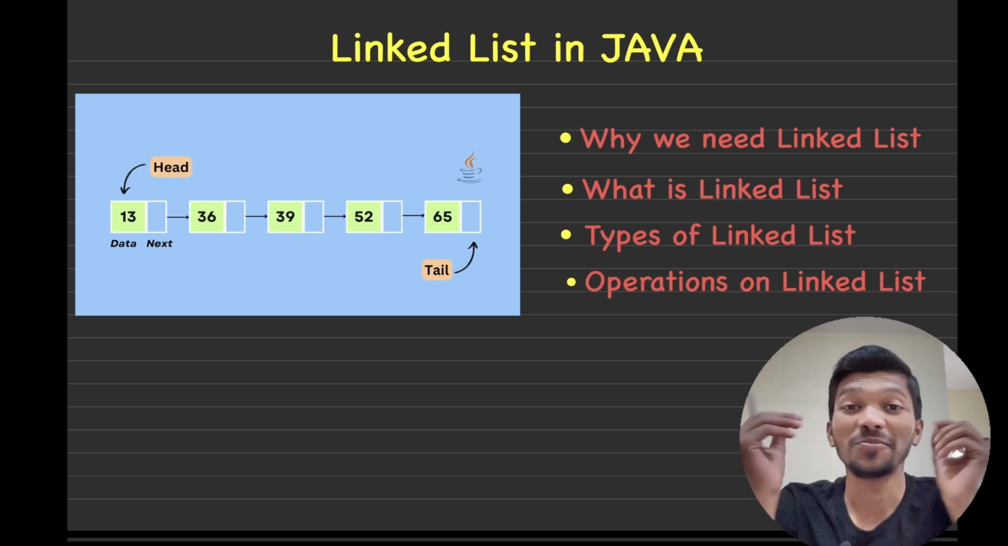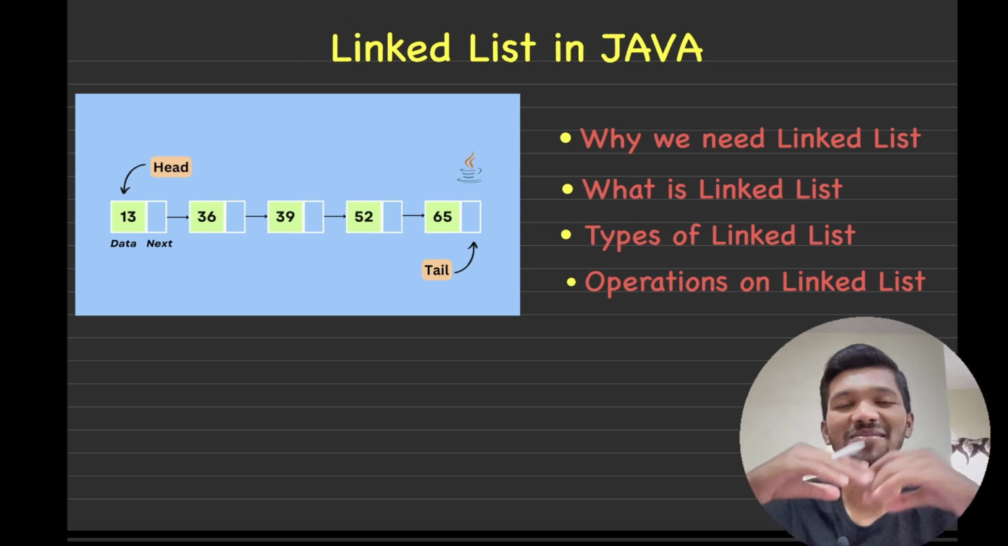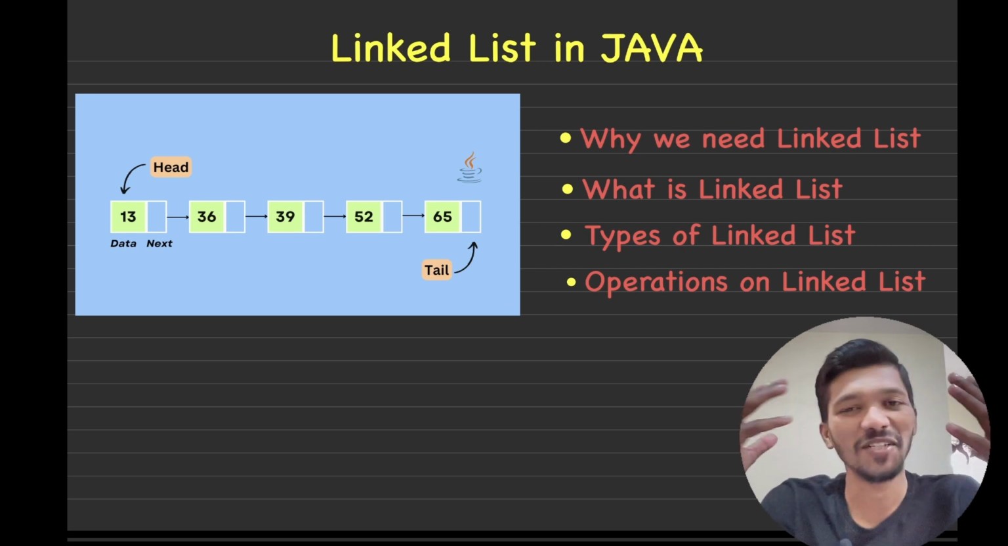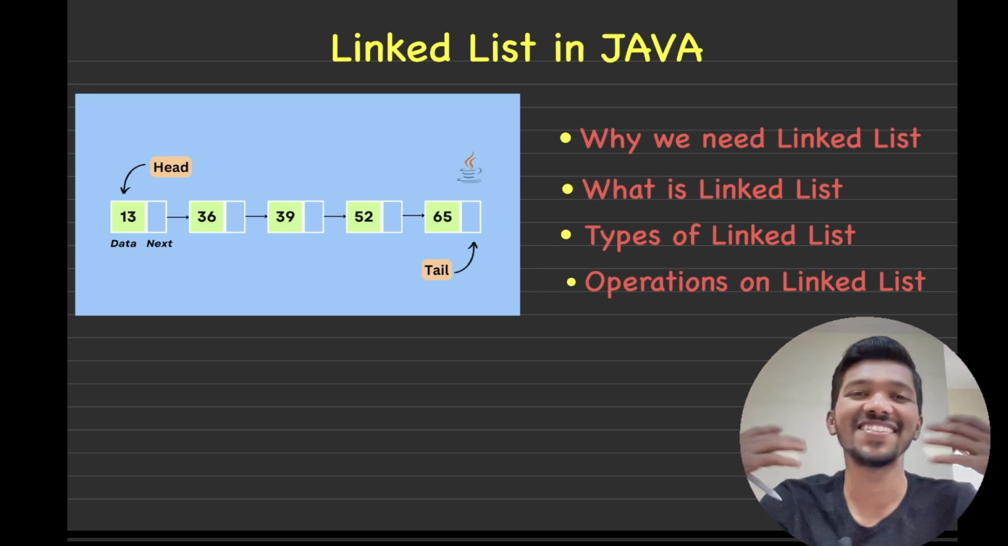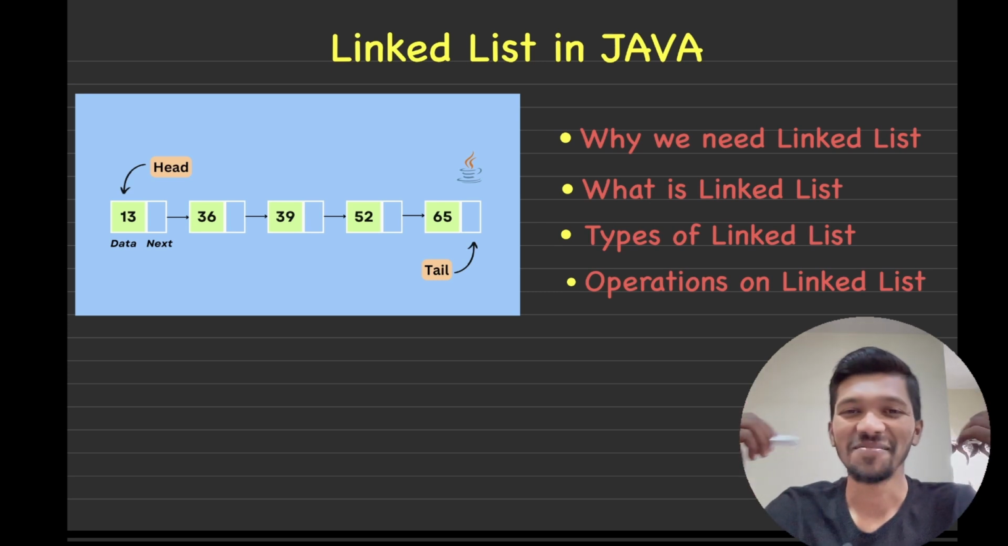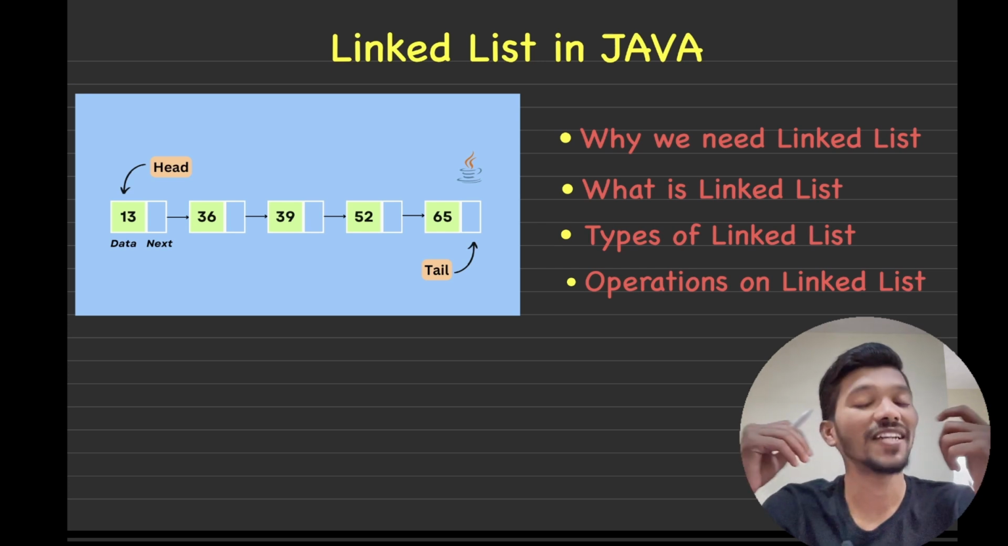Linked list is the most important part whenever it comes to Java, because in languages like C and C++ we have pointers, and we know that Java doesn't support pointers. So implementing a linked list in Java is a different kind of fun. But in this video we are going to deal with only the introductory part.